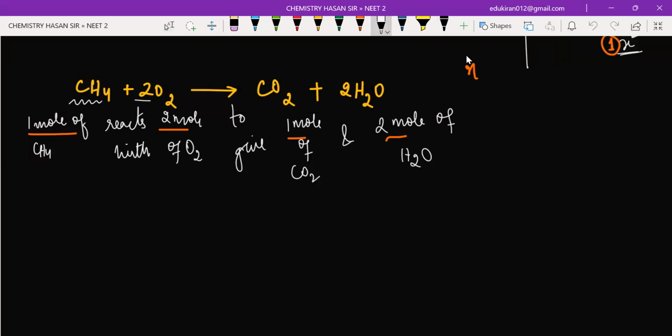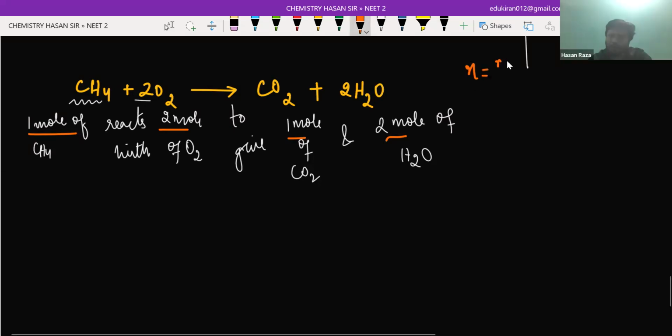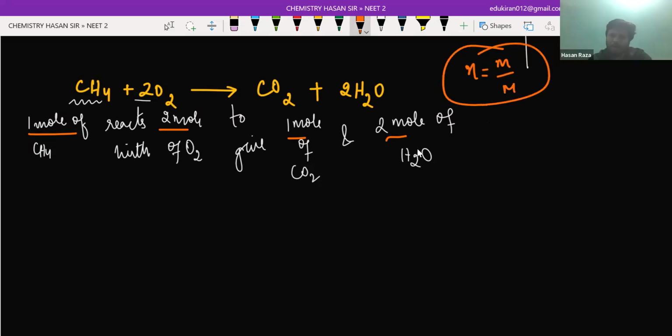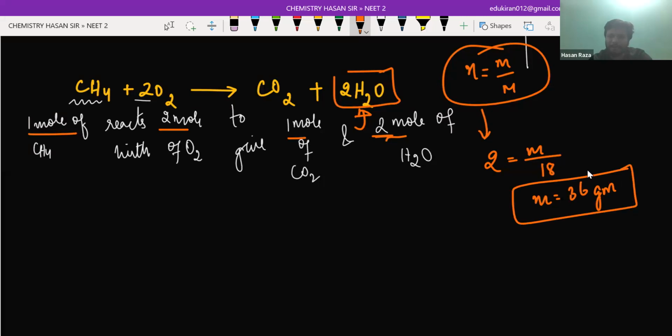Yes, sir. So you know that number of moles is equal to given mass upon molar mass. If you want to calculate the mass of H2O produced, you can easily apply this formula. You can see the number of moles of H2O is 2, so you can write here 2. Mass you need to calculate, and molar mass, you already know the molar mass of H2O is 18. So mass produced will be 36 gram. Is that clear?